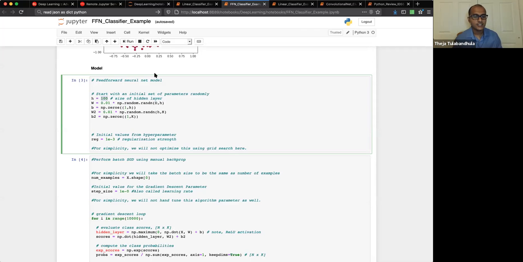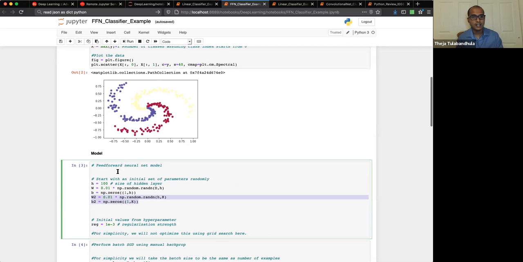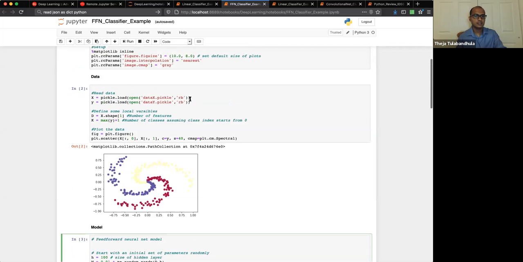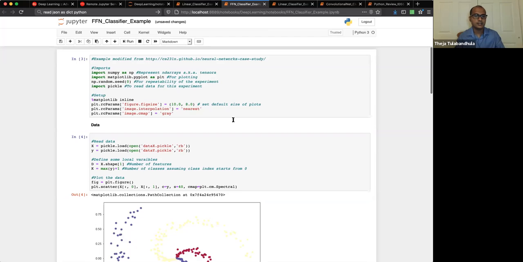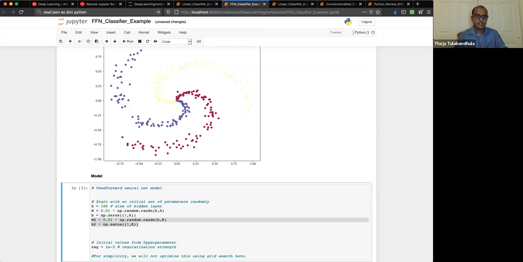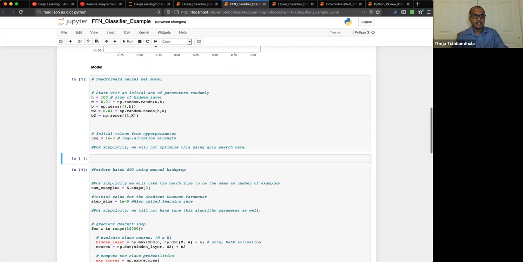Then there's the initialization. You can see W1, B1, or just W and B, and there's also W2 and B2. K is the number of classes. Here, the number of classes is 3. Let me run the model.